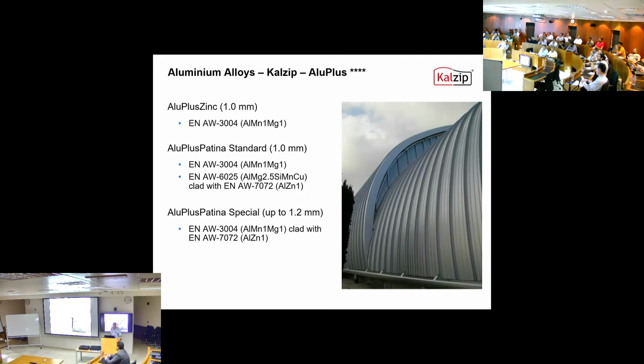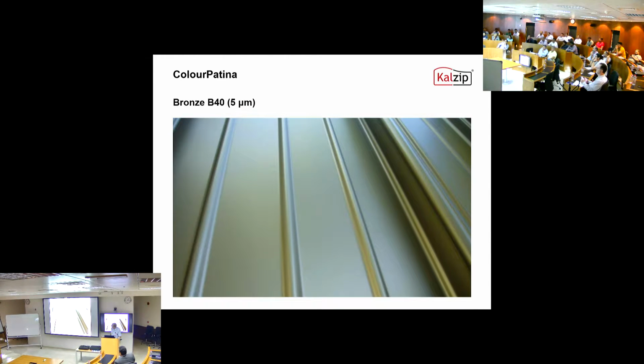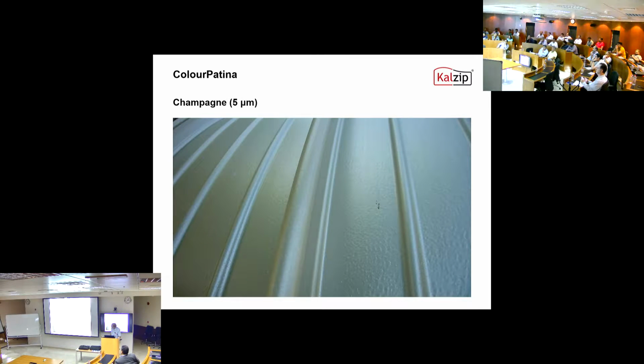We also do different surface finishes. We do the aluminium with a zinc cladding, so it's got a zinc appearance. We do a weathered finish called patina, and we also do patina colours in different colour variations. So we do a patina colour in bronze and a patina colour in champagne.